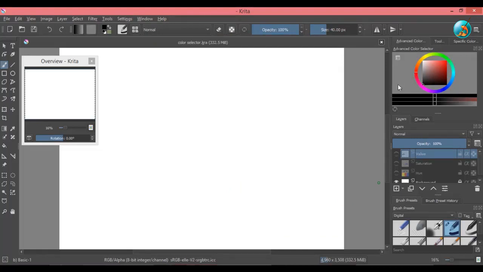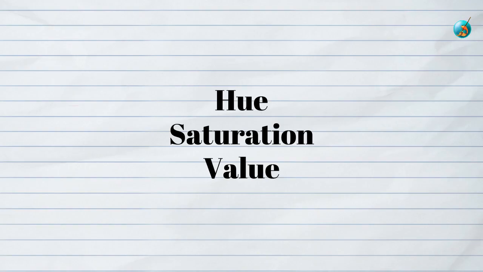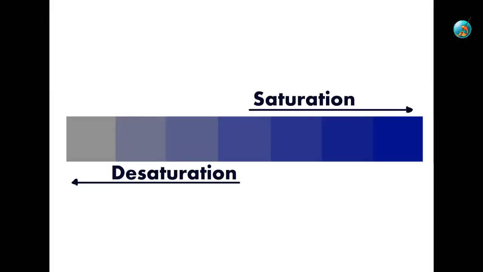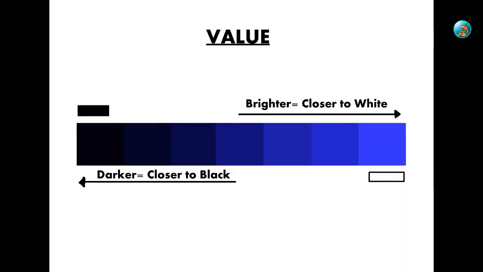To understand how the color selector works, we will look at three key elements. They are hue, saturation, and value. Hue is color in its true form, meaning no other color is mixed in it. Saturation means how pure a color is or how far the color is from gray. Value indicates how much white or black a color has. The brighter the color is, the closer it is to white. The darker the color is, the closer it is to black.